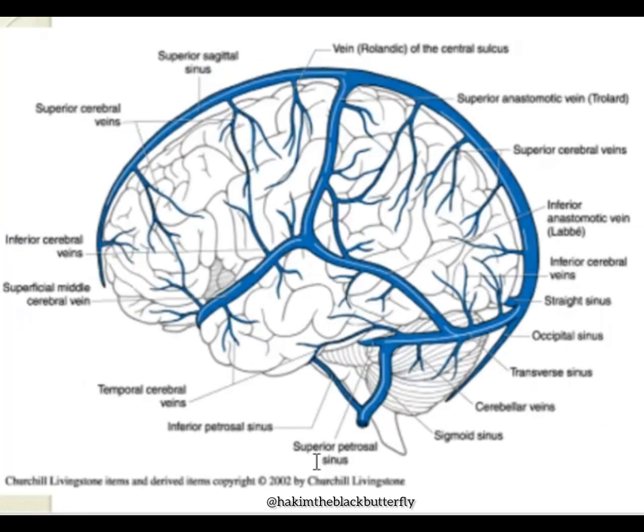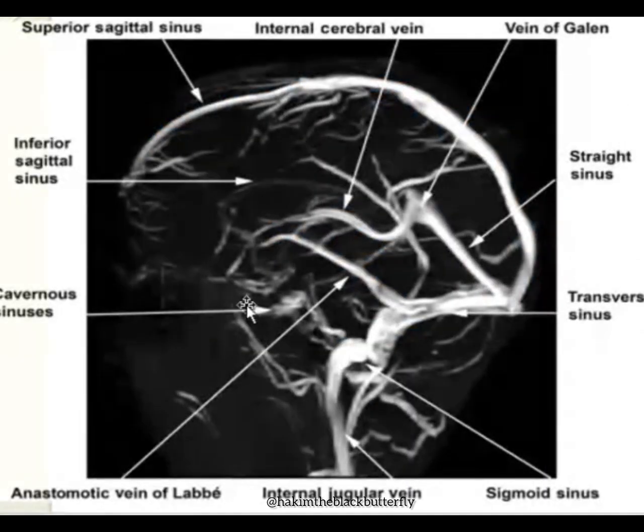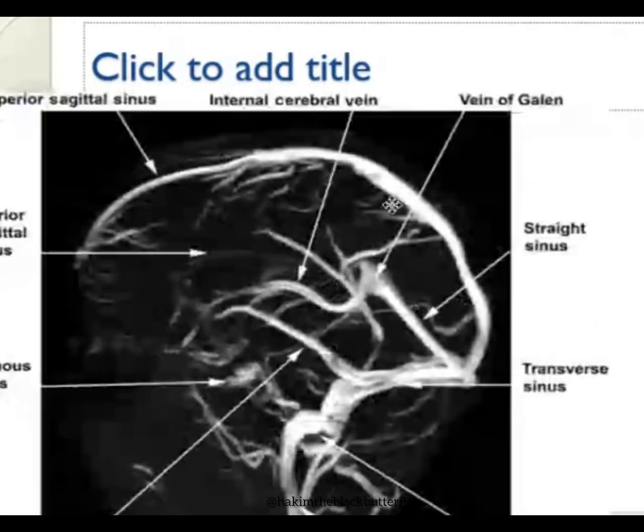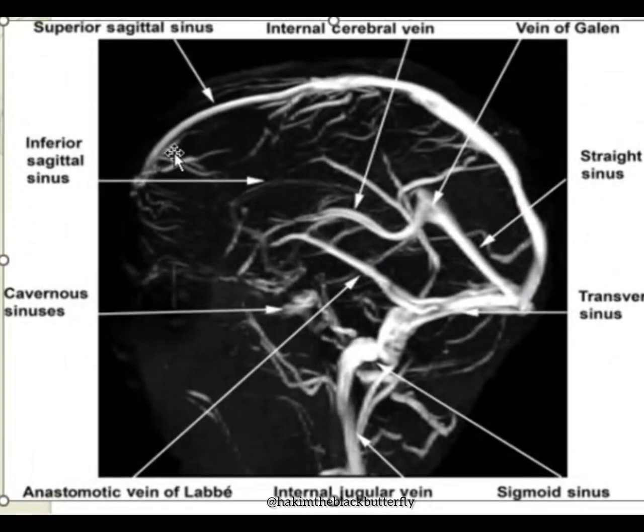You must know the dural venous sinuses and their communications. These are the superficial veins which drain into the superior sagittal sinus and then the transverse sinus. You can see this. This is an MRI image. You can see the superior sagittal sinus, the straight sinus and the vein of Galen. You can see the transverse sinus, the sigmoid sinus, and the internal jugular vein.